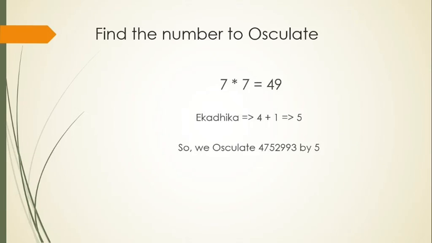So we can obtain the ekadika by finding the number which when multiplied by 7 gives us a number ending in 9. So we know that 7 multiplied by 7 gives 49. So we take the 4 in the 49, add 1 to it, that gives 5. So 5 is the number with which we are going to perform the osculation.